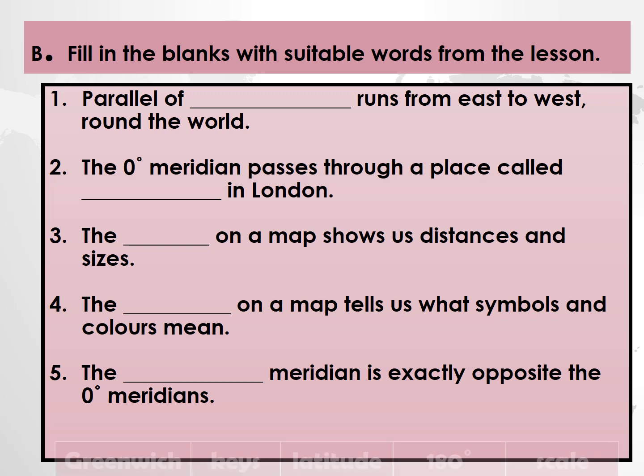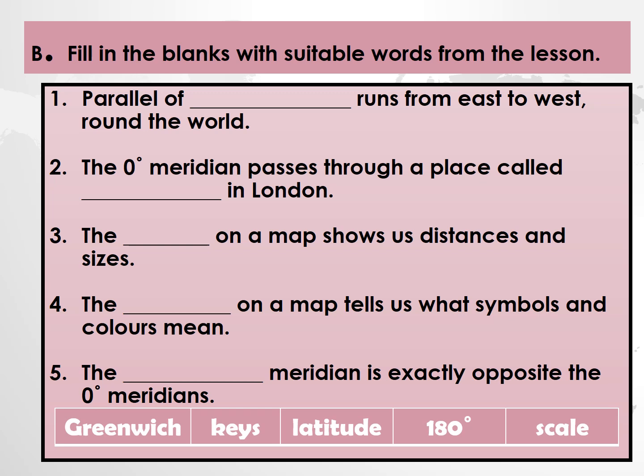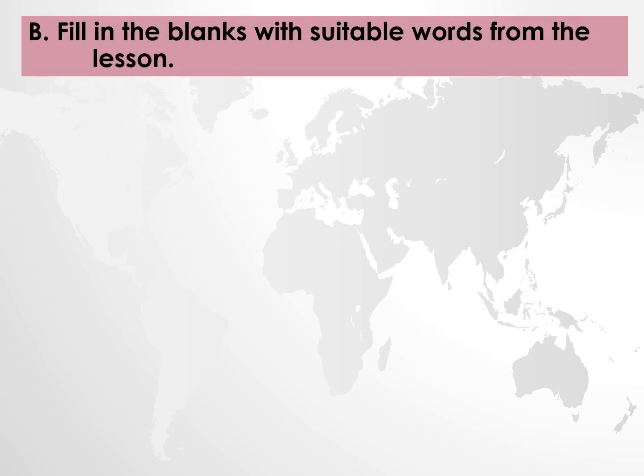For your ease, we have given you this word bank at the bottom. With the help of these words, you're going to fill in the blanks. So, the words are Greenwich, keys, latitude, 180 degree and scale. So now you have to solve these blanks on your own. Time's up. Now let's tally our answers.